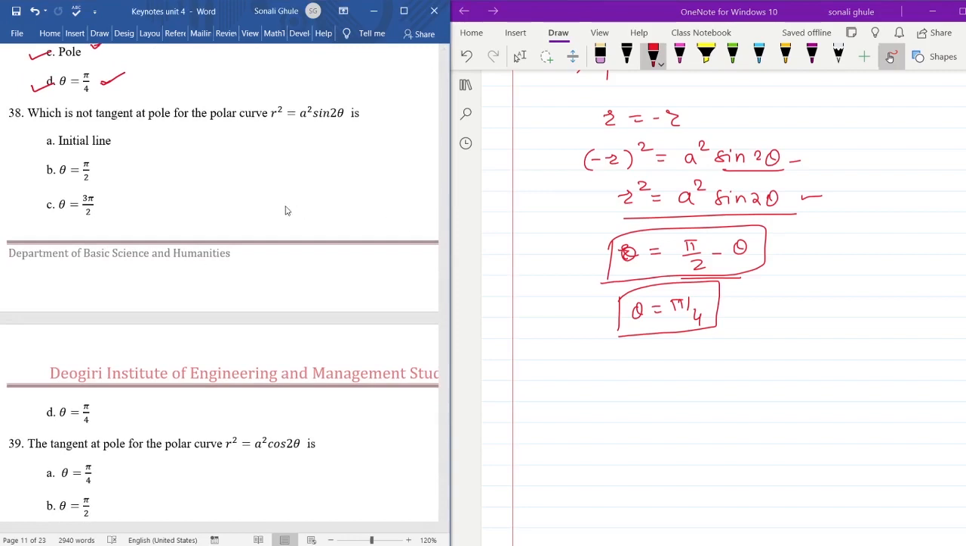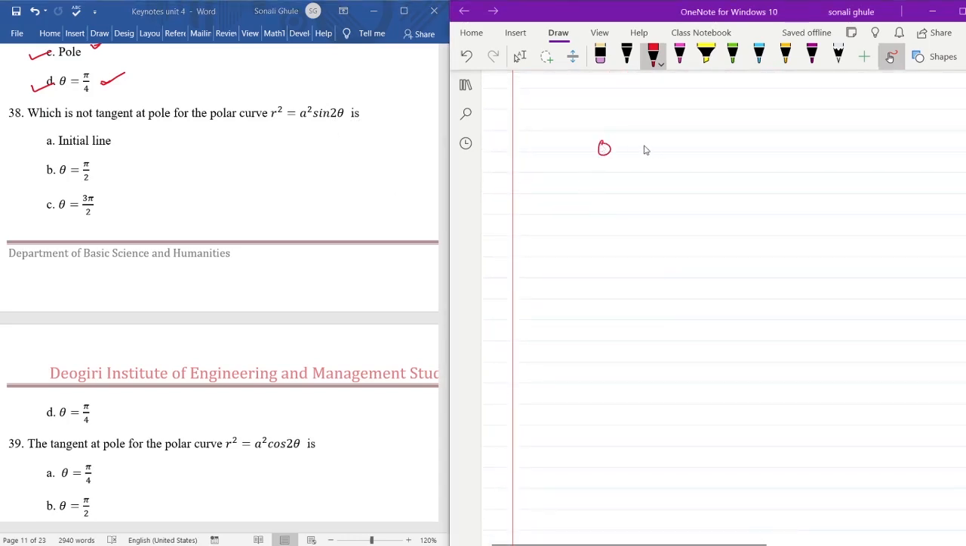Then the next question is: which is not a tangent at the pole for the curve. To find the tangent at the pole, what we do is put r = 0. If we put r = 0 here, a² sin 2θ becomes 0, that is, sin 2θ = 0. So 2θ = sin⁻¹ 0. And when is sin 0?